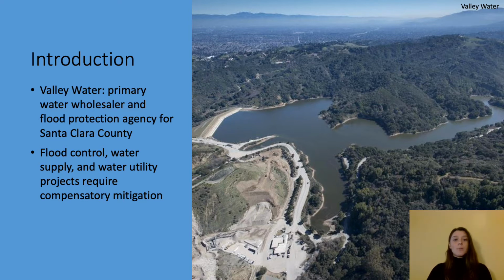At Valley Water, the operation and maintenance of infrastructure for water supply and flood control projects often require work within legally protected environments and are often required by local, state, and federal regulators to conduct compensatory mitigation and restoration to offset those impacts to regulated environments.